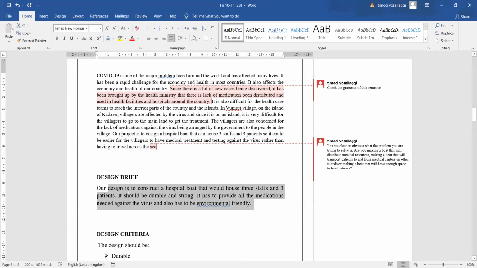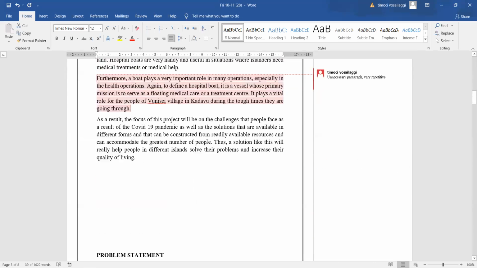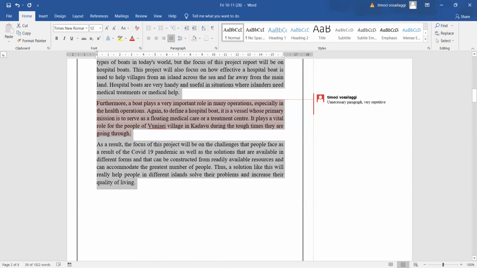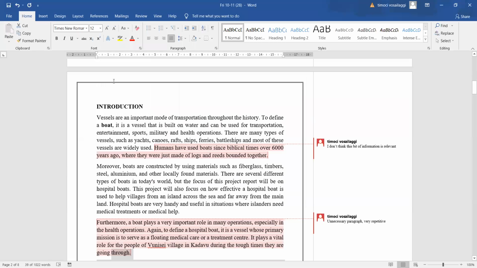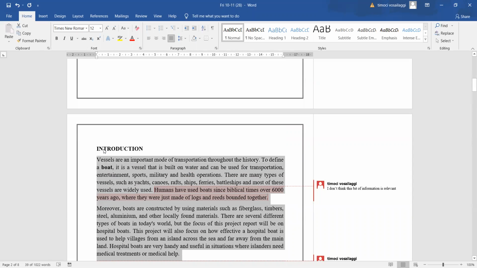So just select all of your text and set it to Normal. You don't have to go through each paragraph trying to make the same adjustment. You can just adjust it once and then apply it to all.